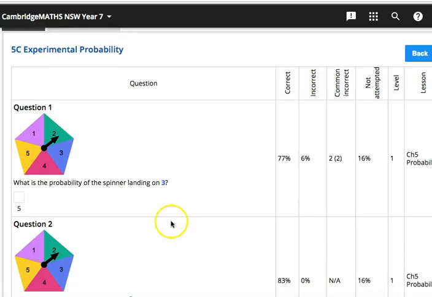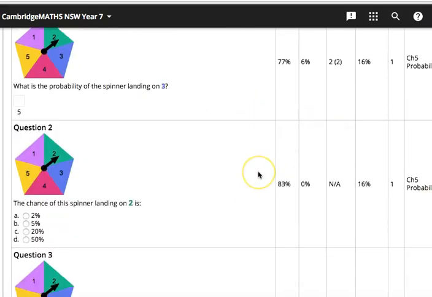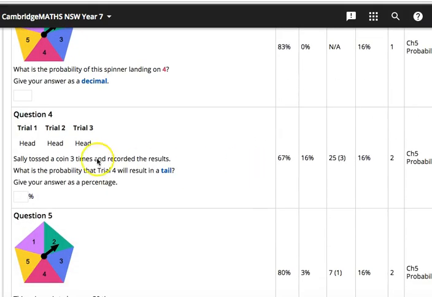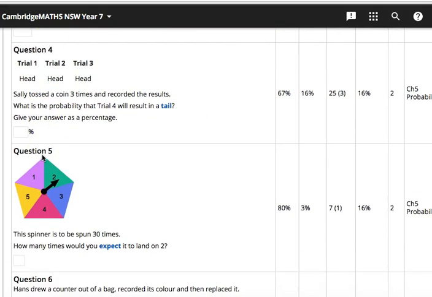Here are problems with Hot Maths 5C, experimental probability. Okay, I'm just going to look at questions where a lot of students have got a question wrong. Let's have a look at question 4.